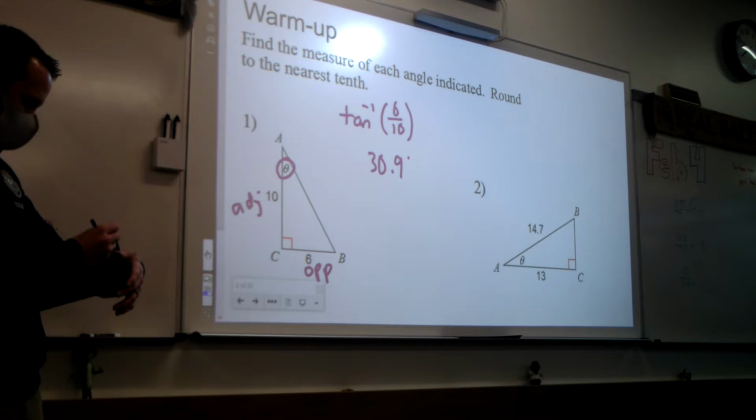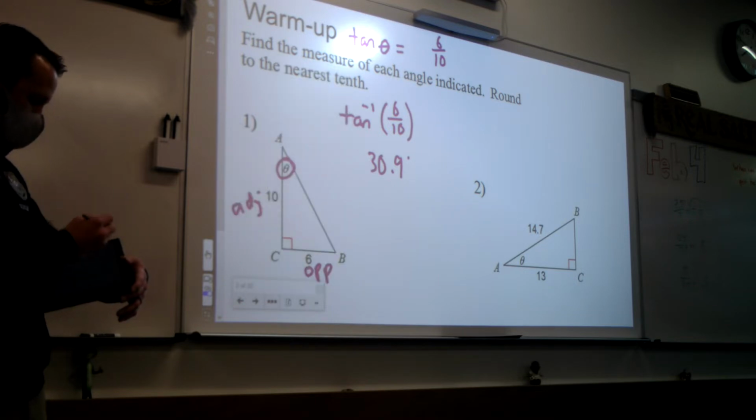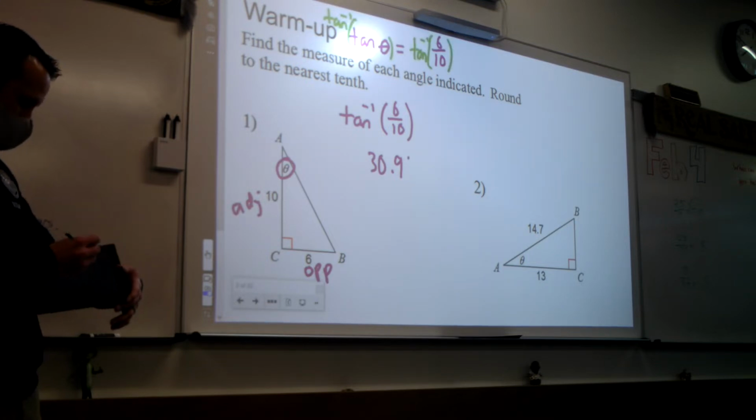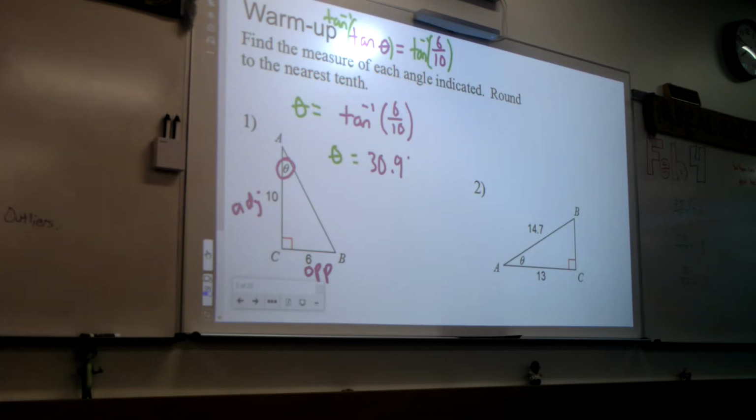start by saying, so tangent of theta is equal to what? 6/10. And then what we would do is we'd say, hey, what we're trying to figure out here is we want to undo that tangent. I want to take the inverse tangent of both sides. So that's how we got to this step here, right? And so theta is equal to the inverse tangent of 6/10, so theta is about 30.9. Awesome job, thanks, Allie. Let's go to number 2.